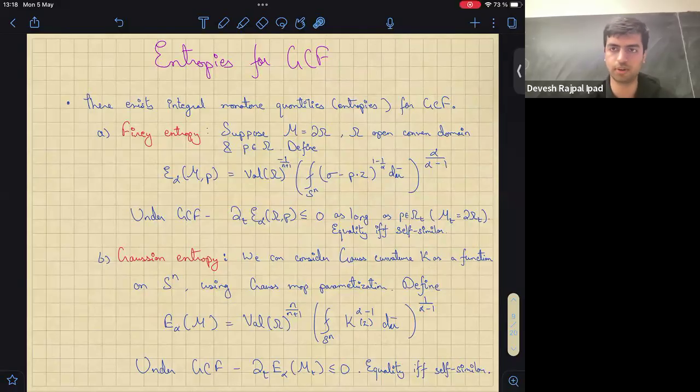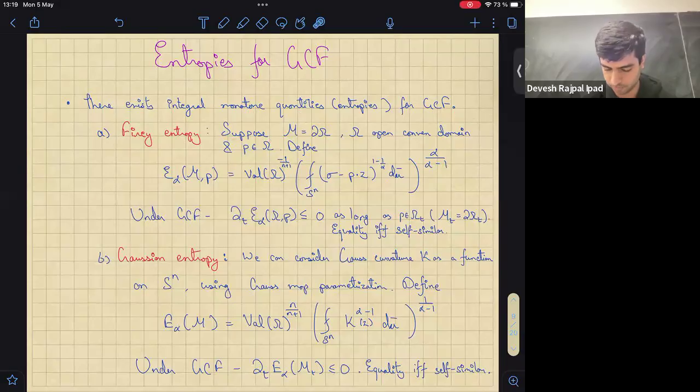Okay, coming to the point I mentioned a while back, that entropies do exist for this flow. And we'll see two particular variants here. By entropy, I'll mean integral monotone quantities for GCF. And the first one is Firey entropy, which can be defined as follows.